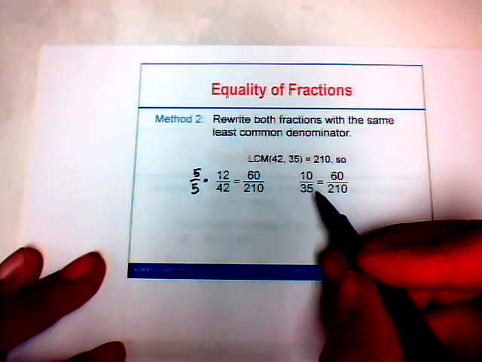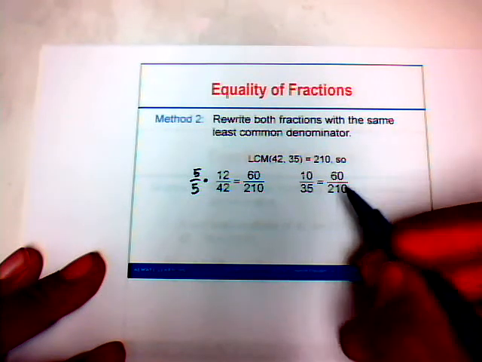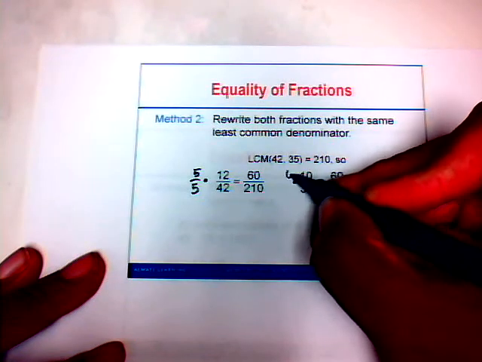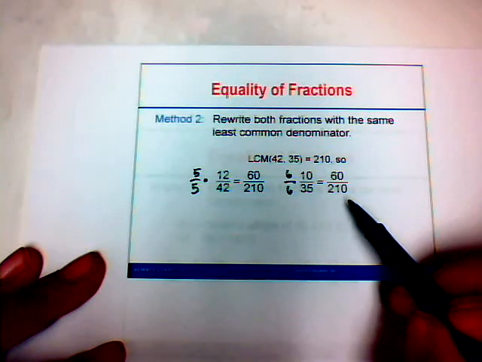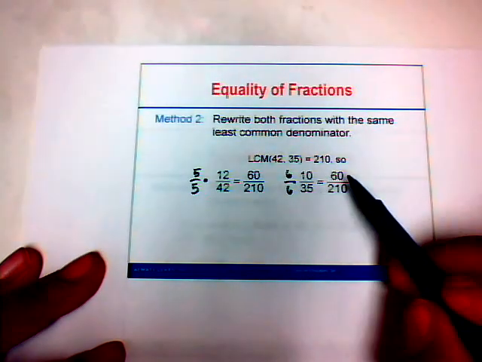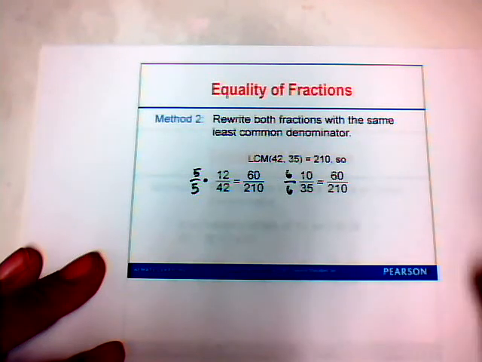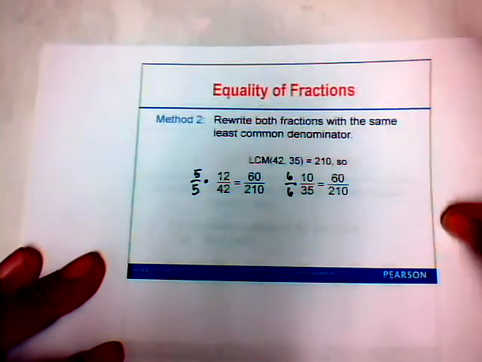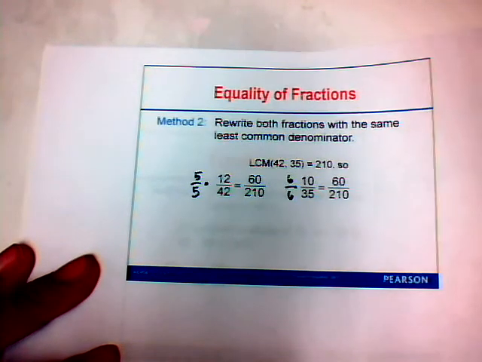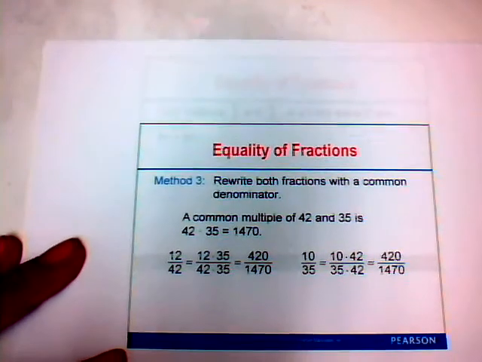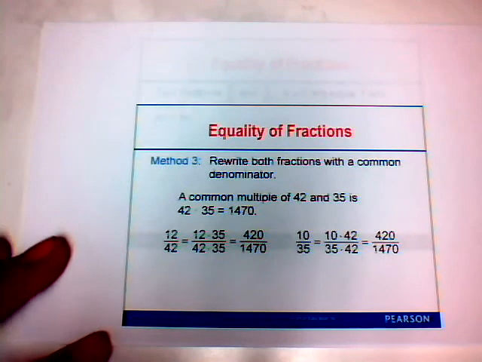Now for 10 over 35, to get a denominator of 210, you multiply the numerator and the denominator by 6. 6 times 35 gives you 210, and 6 times 10 is 60. So those two equivalent fractions are the same. We can say that 10 over 35 and 12 over 42 are equivalent to each other. And then the third method is to rewrite both fractions with a common denominator.